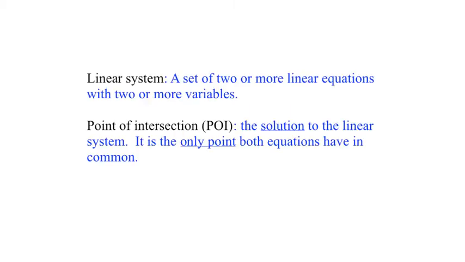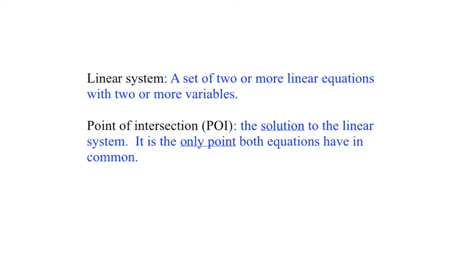So you might ask what a linear system is, and one definition that might be useful is to say that a linear system is a set of two or more linear equations with two or more variables. Now in this course, we're going to restrict ourselves to just two equations, which each have two variables. Once you get to grade 12, things get a little bit different, but we'll save that for grade 12.